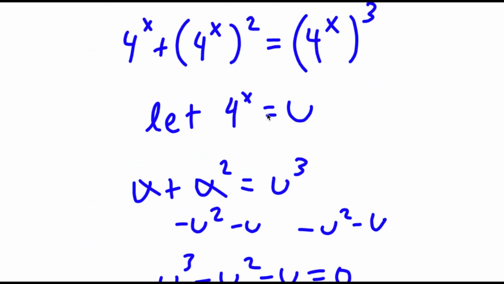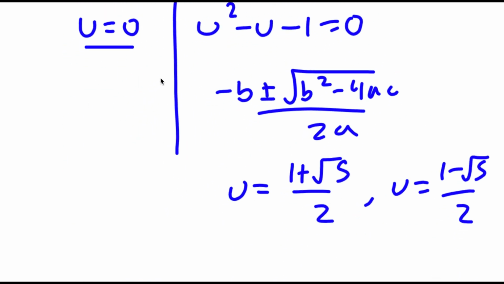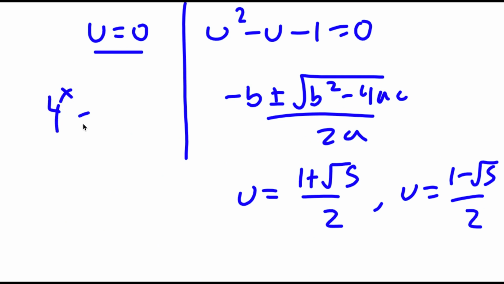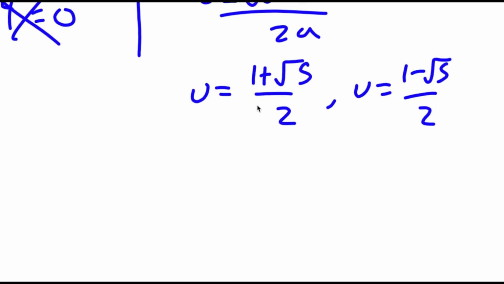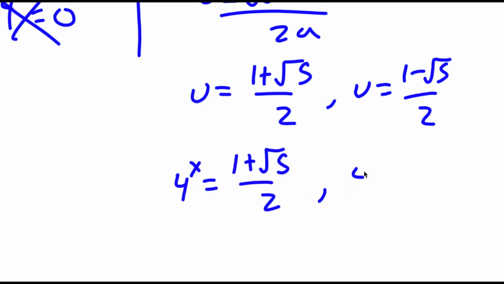So now, remember how we set 4 to the power of x equal to u. First, I have 4 to the power of x equals 0, and there's no solution to this because you can't take the power of a number and make it equal to 0. So now I have 4 to the power of x is equal to (1 plus the square root of 5) over 2, and 4 to the power of x is equal to (1 minus the square root of 5) over 2. Well, 1 minus the square root of 5 is going to be a negative number, and you can't take the power of a positive number and make it negative, so this is no solution as well.